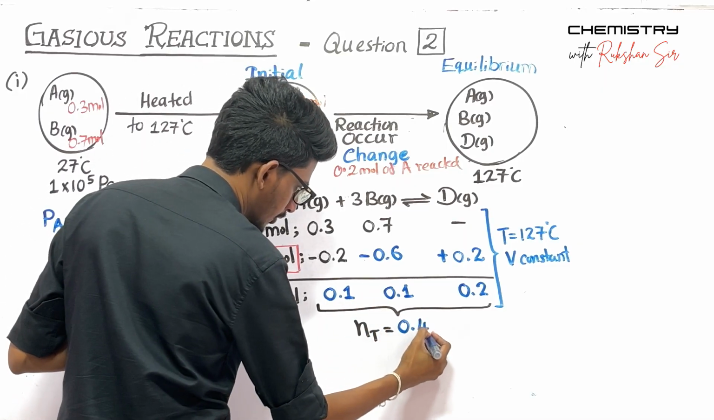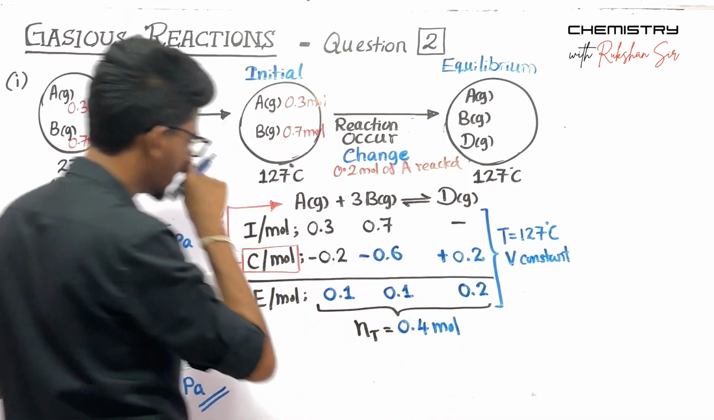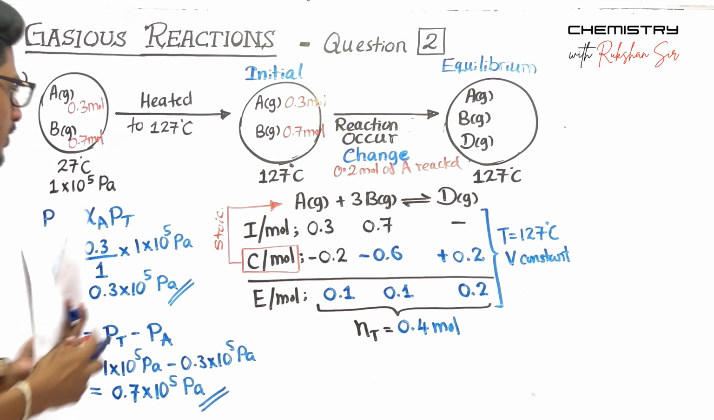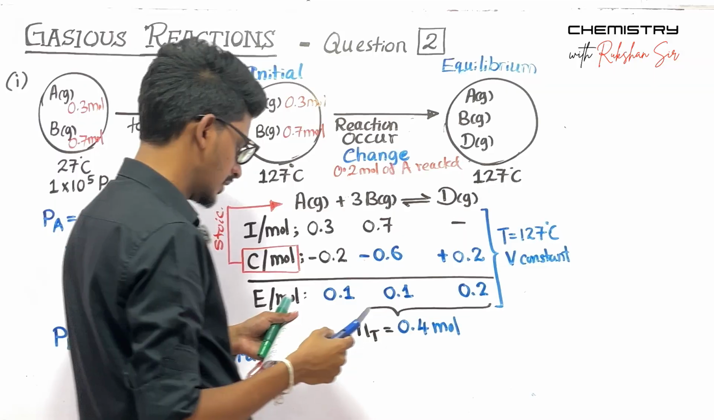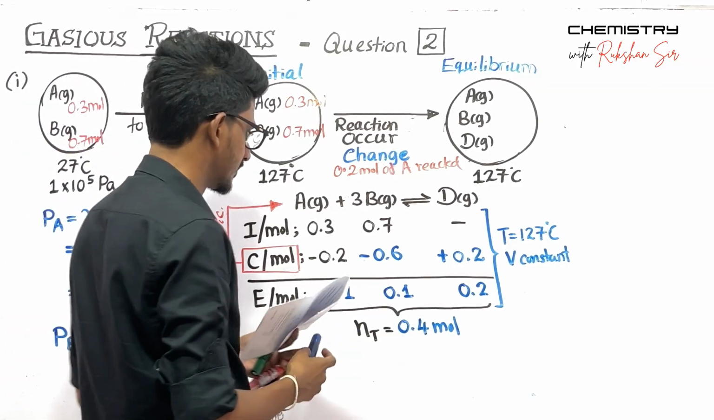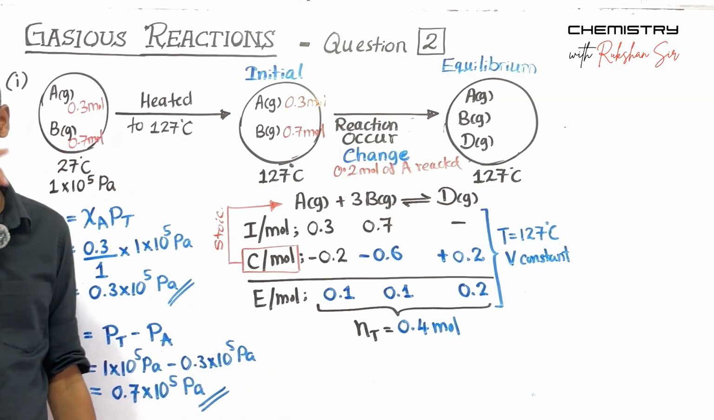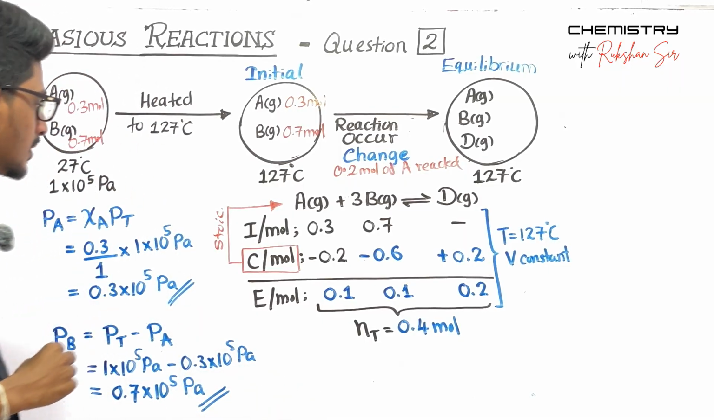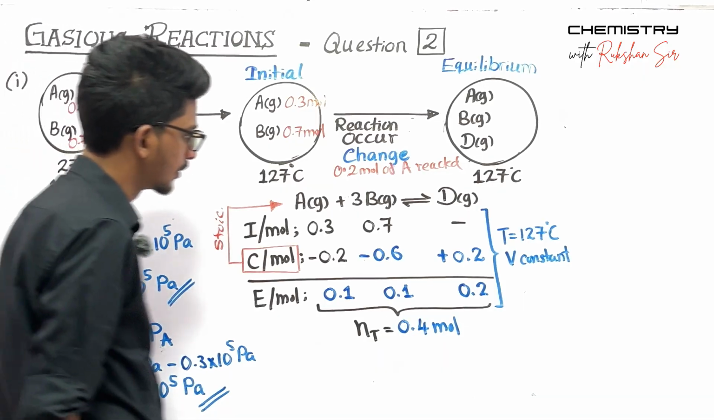0.4 is the total amount of moles at the end. This is your reaction table. So let's use this to come up with the solutions for the 2 questions they are asking. So what are the 2 questions they are asking?